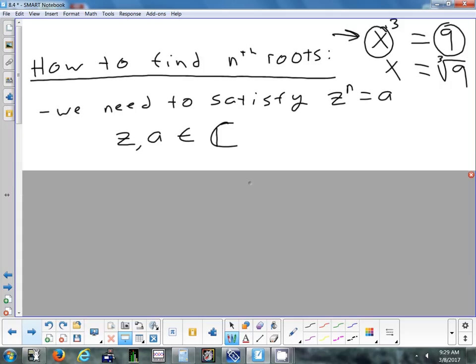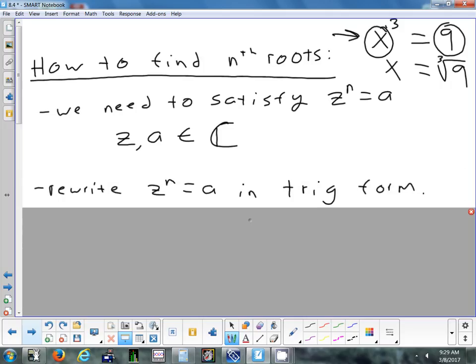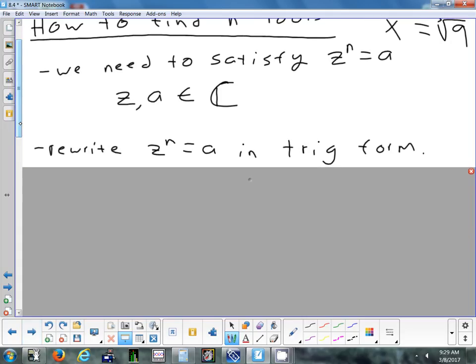So all that this says is z and a are complex numbers. So if you want to write it that way instead of that abbreviation, that's fine. Both z and a are complex numbers, because we're working with complex numbers. Okay, and the only way to really do this and make it somewhat simple is to rewrite the equation we need to solve in trig form. Okay, so I'm going to show you how we do that.